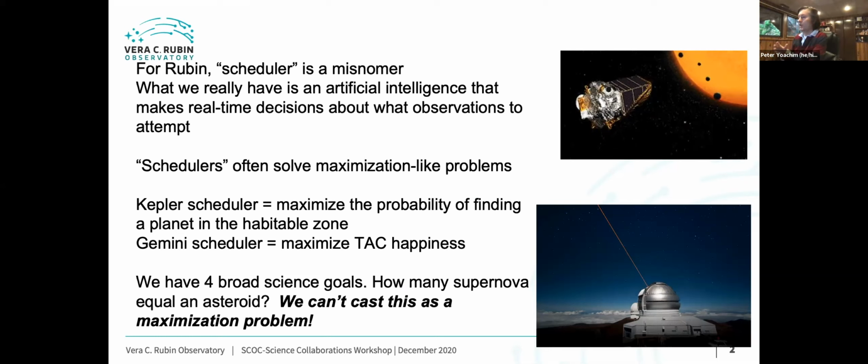For Rubin, we have 4 broad science goals, and so it's not clear how we could even cast this as an optimization problem. We don't even know the units that we would be optimizing. So we can't do a classical scheduler that most astronomers are used to.